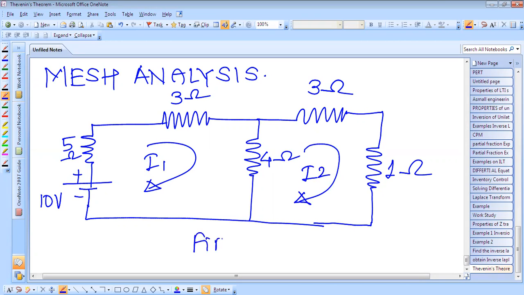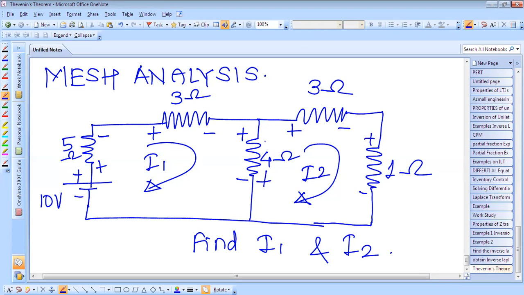So find I1 and I2. We have to find I1 and I2. As there are loops here, whenever there is a loop, we have to apply Kirchhoff's voltage law. So we will give the polarity to this circuit like this. Okay. And this is plus minus, plus minus, plus minus.